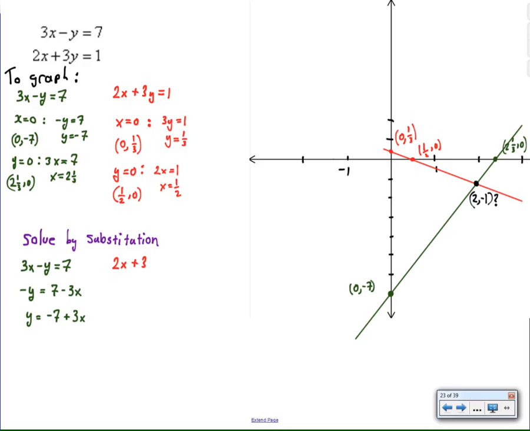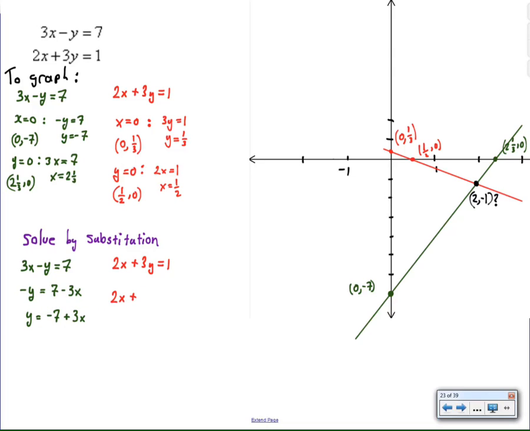Substitution involves usually 4 steps, including checking. The first step is to take one of my equations and solve for y. I chose to solve the first equation for y. I could have solved any of these equations for x or y, but I chose to solve the first for y because the coefficient on y is the smallest. And in fact, it's 1, which makes the algebra easy. Y equals -7 plus 3x. Be careful with your negatives.